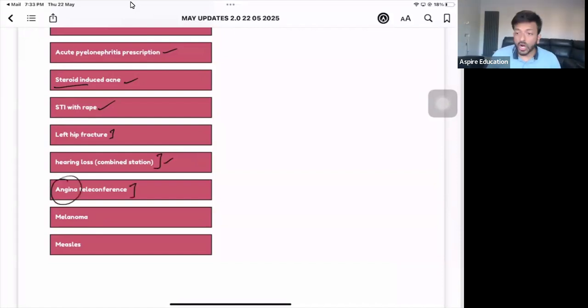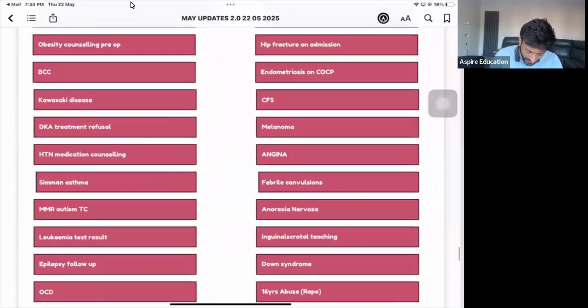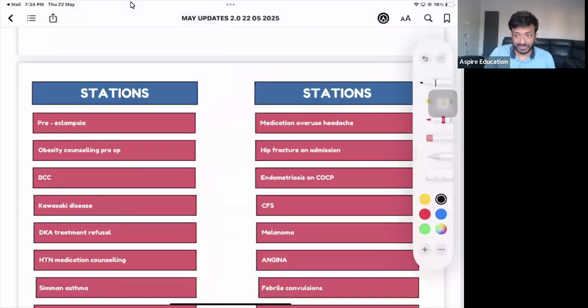Then we have a station on angina, right? So teleconference, that's easy. Make sure you straight away send the patient to the hospital, send the ambulance, and the patient should be going to the hospital. Okay. Melanoma and measles, that's fine. And now we have started exams on both Street and Square as well. So for example, on the 19th, we had the exam on Street as well as Square.